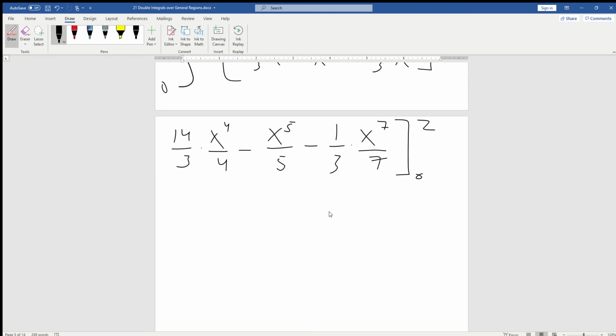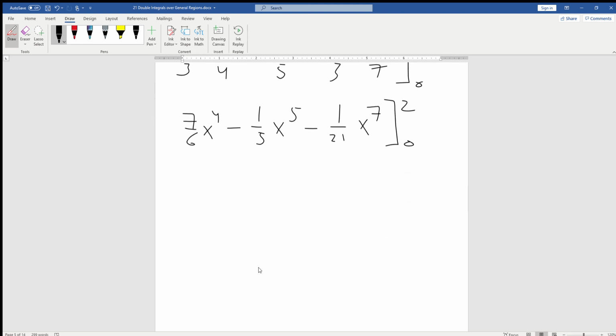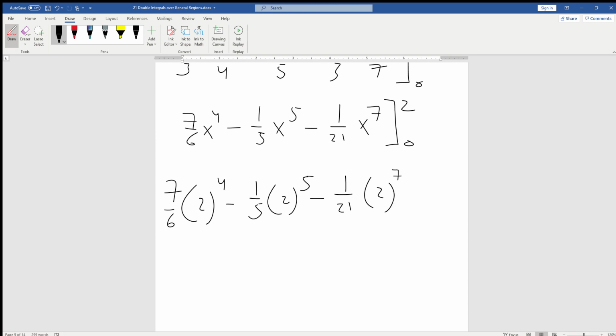So we're going to simplify, then we're going to substitute, then we're going to compute. Okay. If you could verify, 14 and 4 are going to cancel. This turns into, I believe, we're going to get 7 over 6 x to the 4th minus 1/5 x to the 5th minus 1 over 21 x to the 7th. Again, from 0 to 2. The good news is this time, because it's a polynomial, the lower bound is inconsequential because it's 0. All right, so we get 7/6 times 2 to the 4th minus 1/5 times 2 to the 5th minus 1 over 21 times 2 to the 7th minus 0. Okay, we really don't care about the 0.